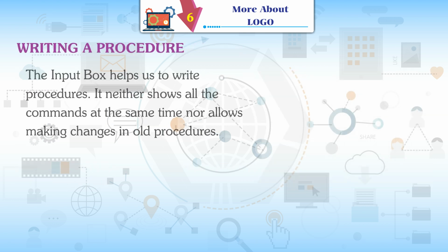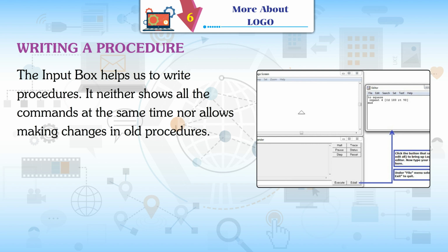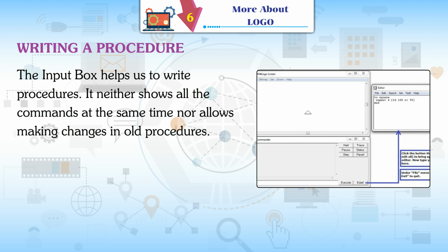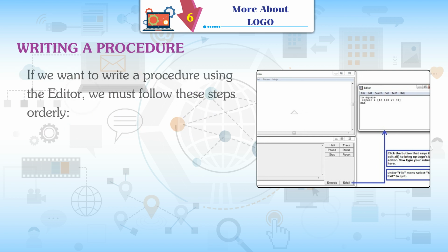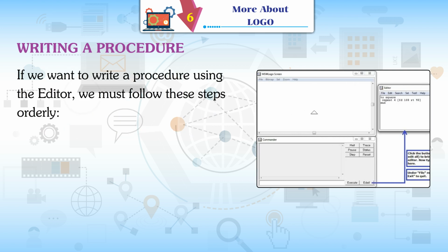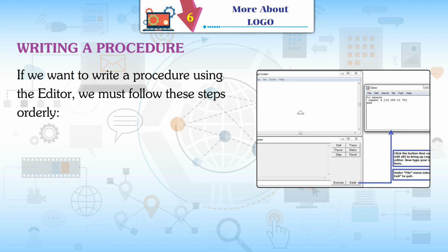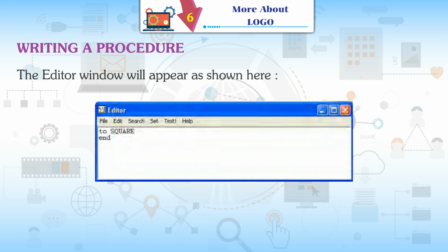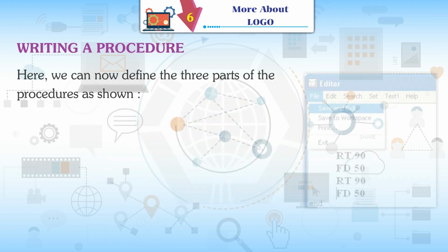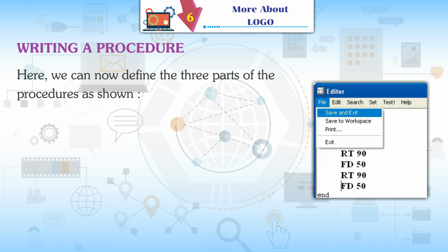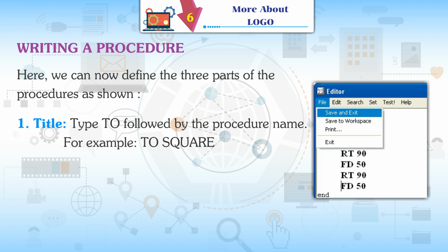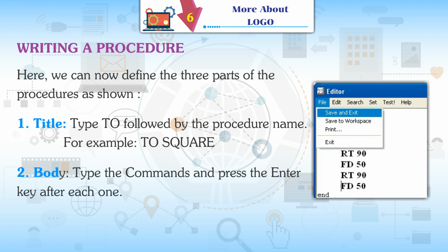Writing a procedure. The input box helps us to write procedures. It neither shows all the commands at the same time nor allows making changes in old procedures. If we want to write a procedure using the editor, we must follow these steps orderly. Type EDIT SQUARE. The editor window will appear as shown here. Here, we can now define the 3 parts of the procedure as shown. Title. Type TO followed by the procedure name. For example, TO SQUARE.